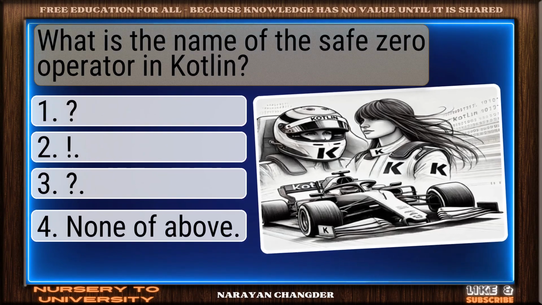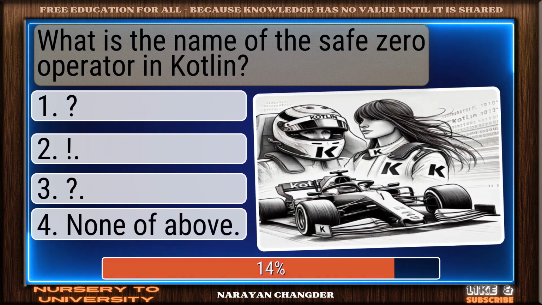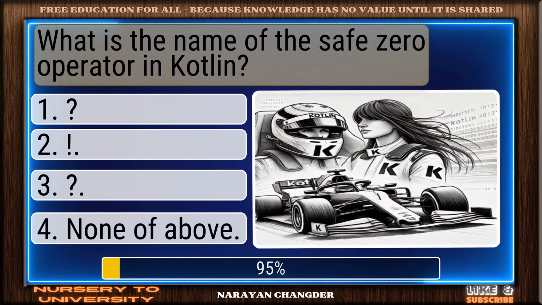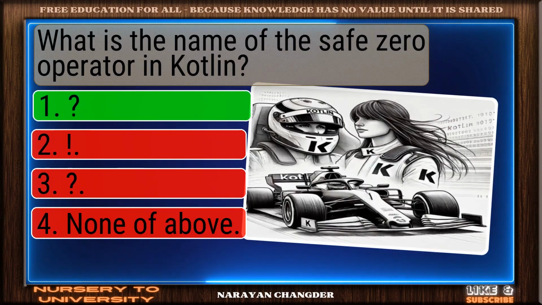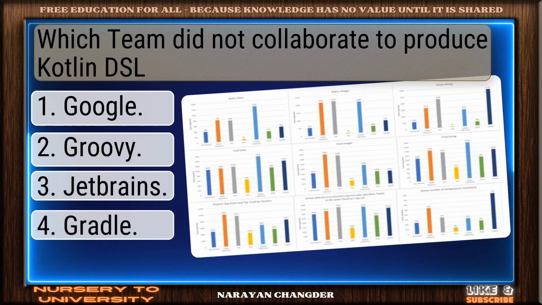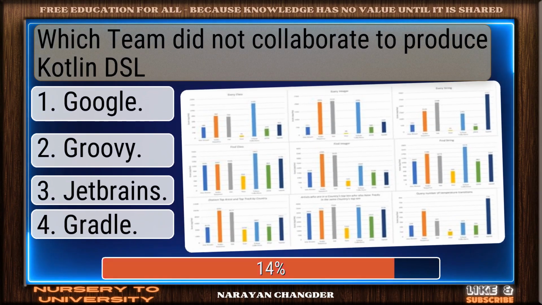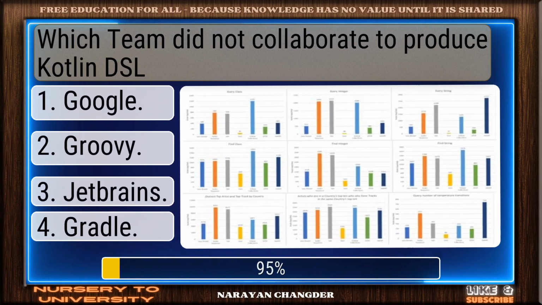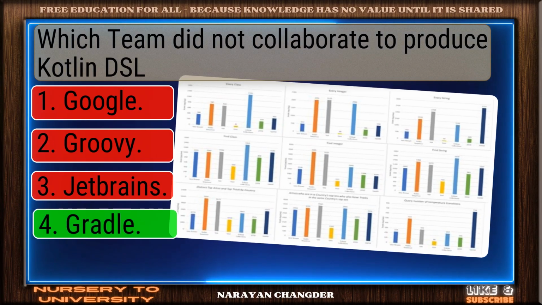Question number 26. What is the name of the safe null operator in Kotlin? Clear logic. Your choice is sound and 100% true. Question number 27. Which team did not collaborate to produce Kotlin Dessel? Sharp thinking. Gradle is the right choice.